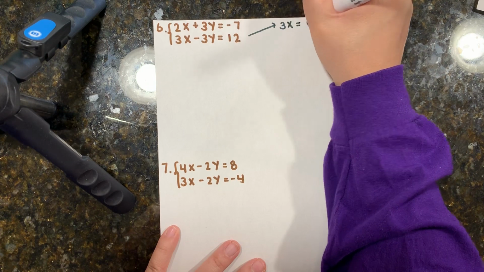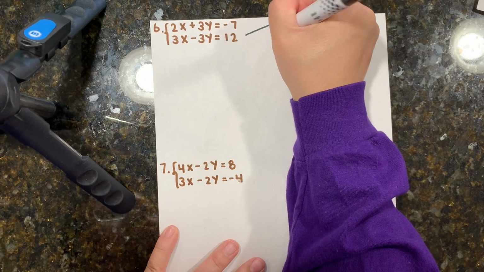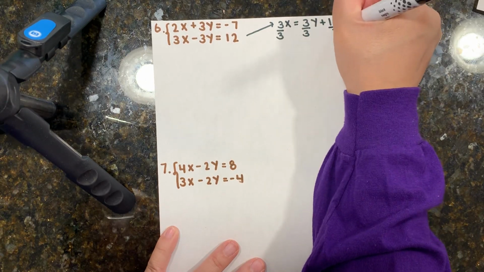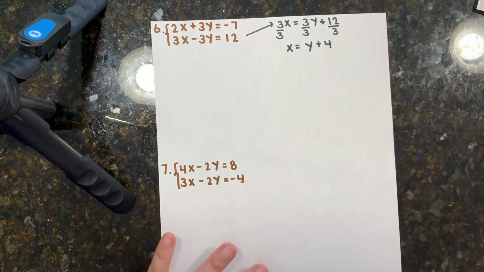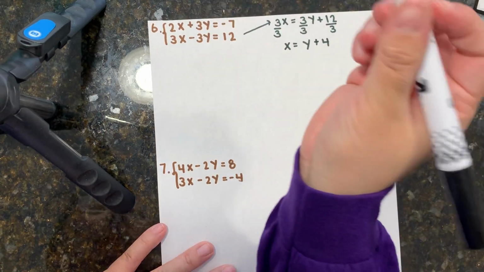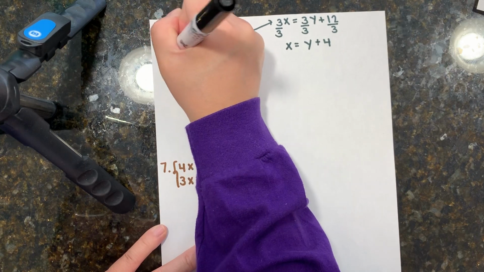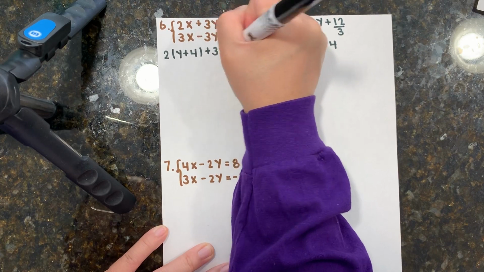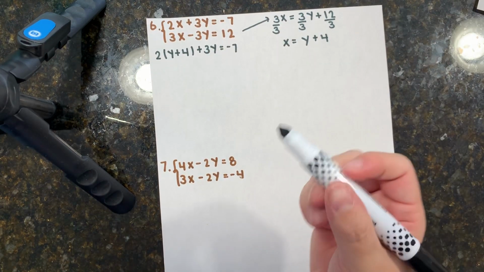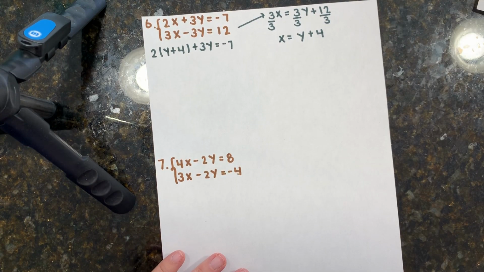So 3x would be equal to 3y plus 12. Divide everything by 3. And I get x is equal to y plus 4. Now I can take that and plug it into my equation over here. Remember that you have to use substitution, not elimination. I know that elimination would have been easy because you can just eliminate the y's, but they do want you to use substitution on this one. So pay attention to what it's asking you to do.